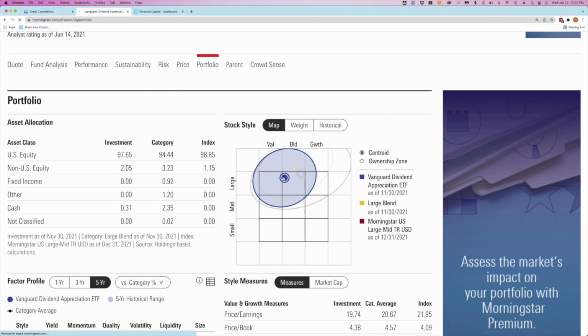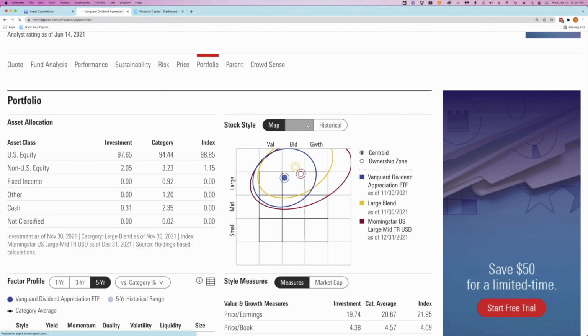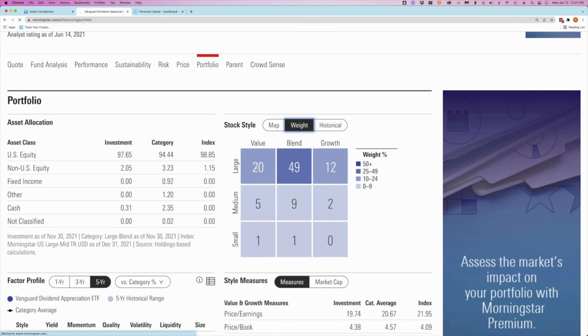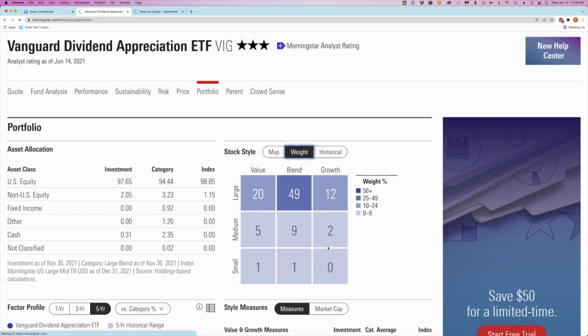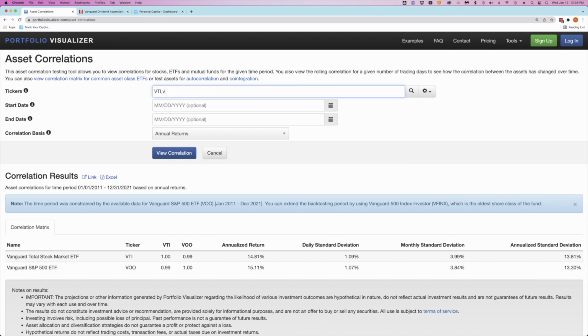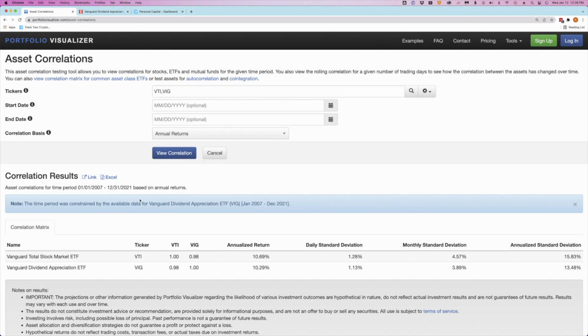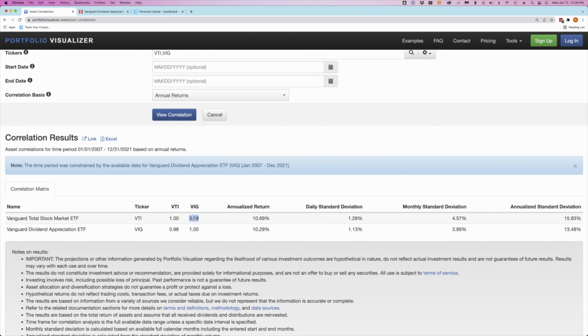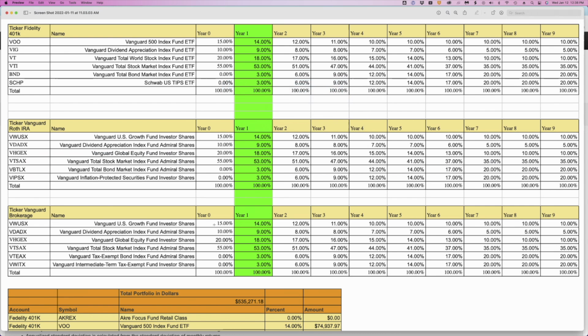It's sort of still in the same box here that VTI is in. I mean, yeah, the blue dot is what represents the fund, and it's sort of on that value line, so maybe it's a little different. And if we look at weights, yeah, 20% in value, only 12 in growth, and there's very little in the small. So it's different than VTI for sure, but how different? Well, let's find out. We'll take out VU and we'll put in VIG. Well, correlation's pretty strong. It's 98.98.